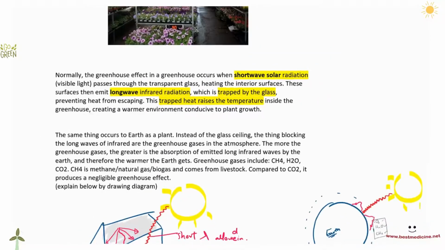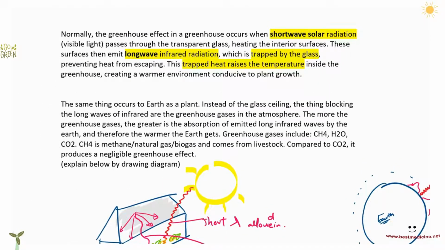So let's go ahead and read this in our neat notes. Normally, the greenhouse effect in a greenhouse occurs when short wavelength solar radiation passes through the transparent glass, heating the interior surfaces. And then these surfaces emit long wavelength radiation, which is trapped by the glass, preventing heat from escaping. Now, this trapped heat raises the temperature, and the same thing would occur on Earth as a planet.